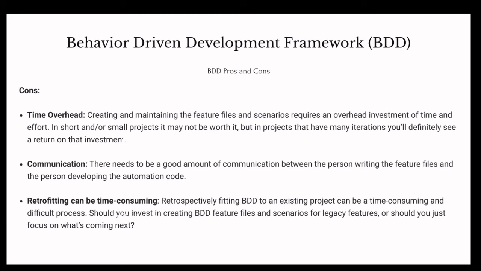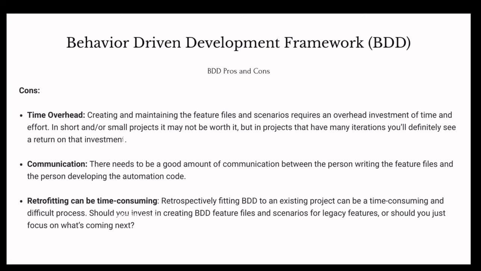Cons: it's time overhead. Creating and maintaining it requires a good amount of investment of time. For short and small projects it may not be worth it, but in projects with many iterations you will see its return on investment. If you have a very small project, it's not worth investing that much effort. But if you have a big project which needs around 10 to 20 iterations, then it's very good to use this BDD approach.